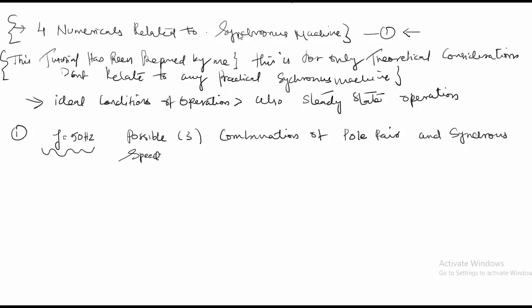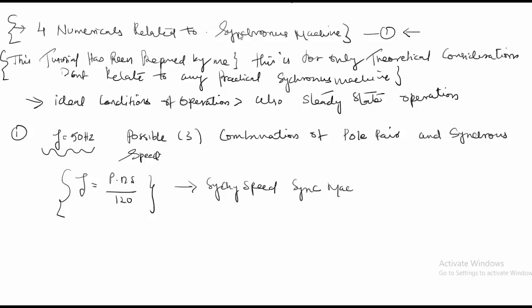So based on the frequency, it's possible to get the equation of the synchronous speed, which is given by P into Ns divided by 120. This is the equation of synchronous speed for synchronous machine or generator. So if you substitute it, you will get P into Ns is equal to 6000, which is my RPM.